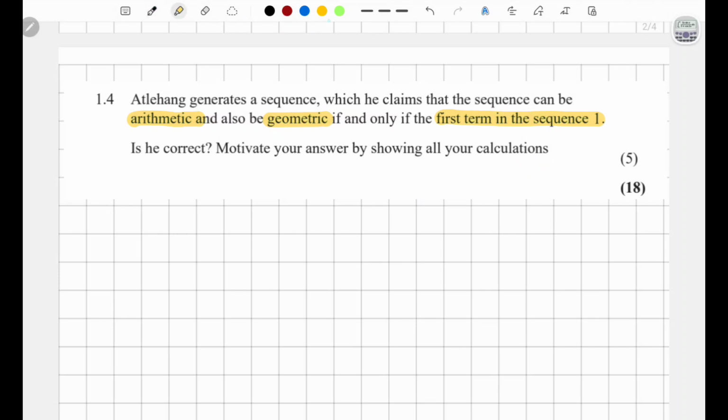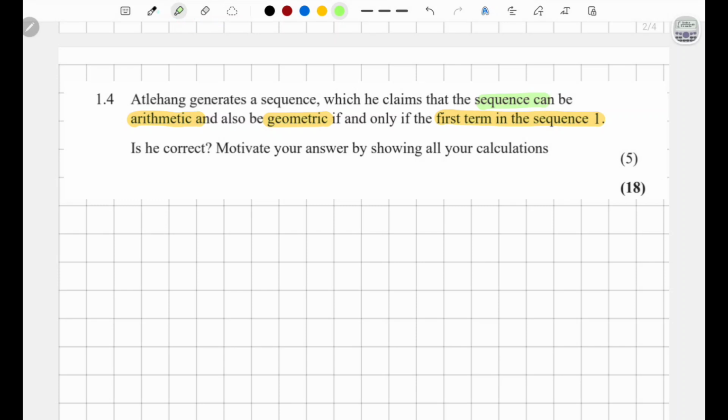Okay, so let's focus on his claim. So he generates a sequence and then he claims that this sequence, it's one particular sequence. That's one thing we need to just remember. The sequence is the same thing. That sequence can be arithmetic and geometric at the same time, if and only if the first term in the sequence is 1.